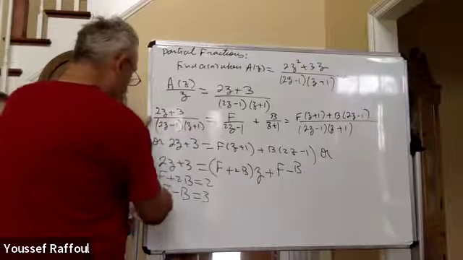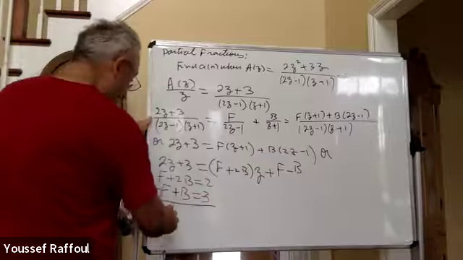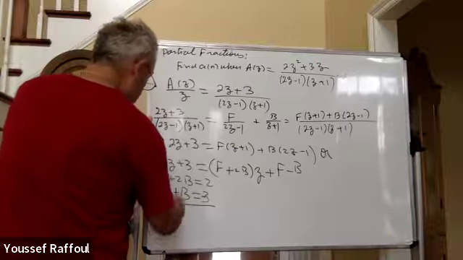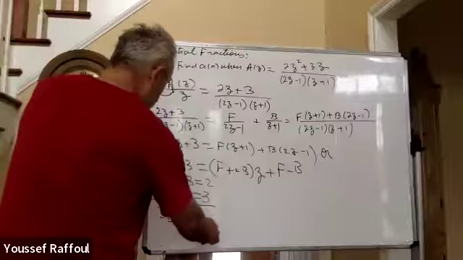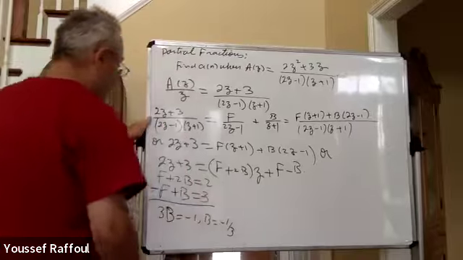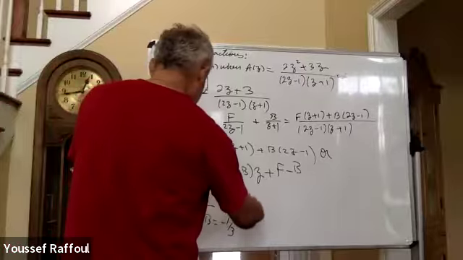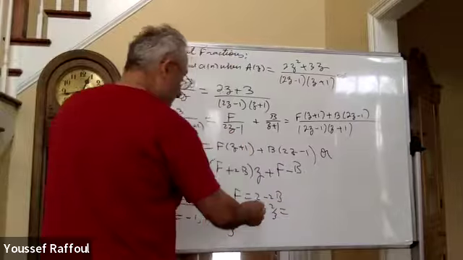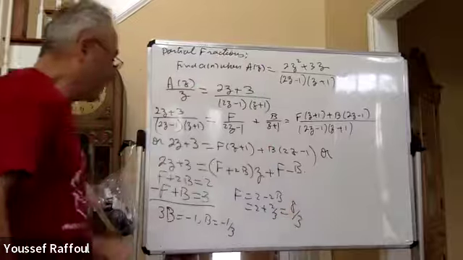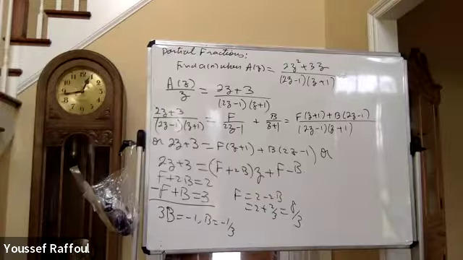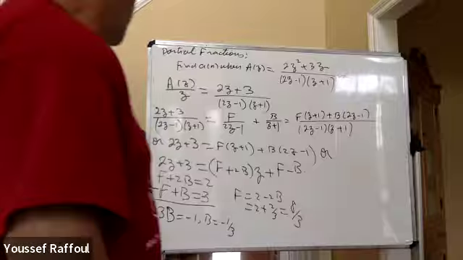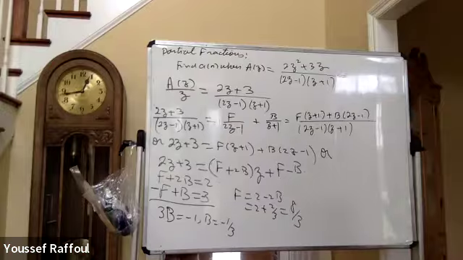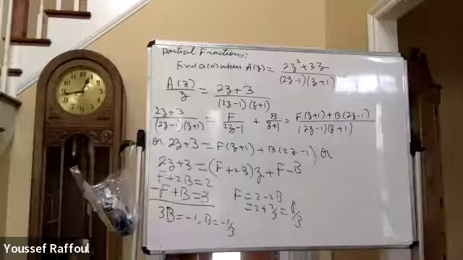If I multiply by minus and add, I'll have 3B equal to minus 1, or B is minus 1/3. Then F is 2 minus 2B, that is 2 plus 2/3, that is 8/3. Okay? So that is F and B. All right?